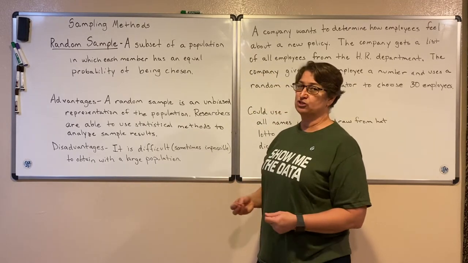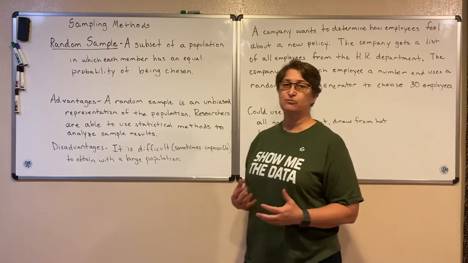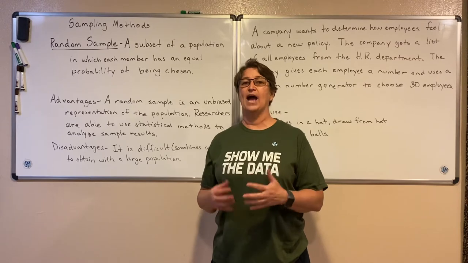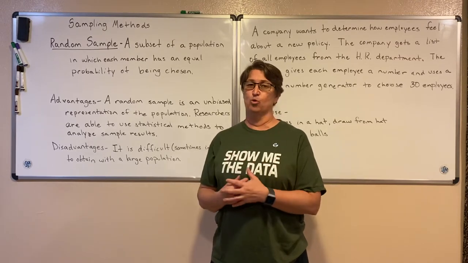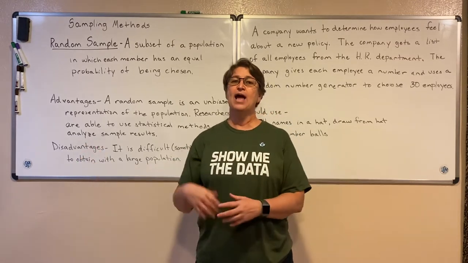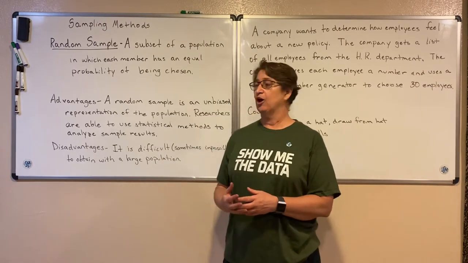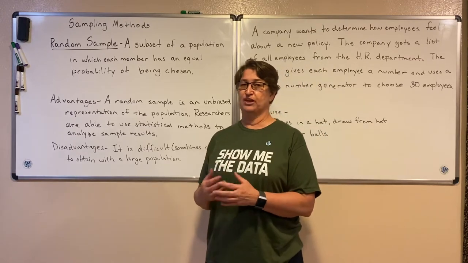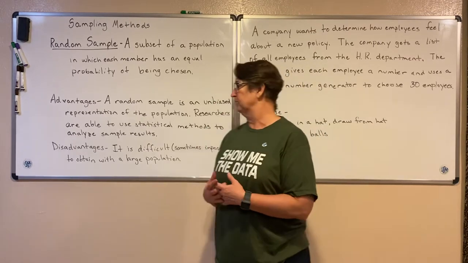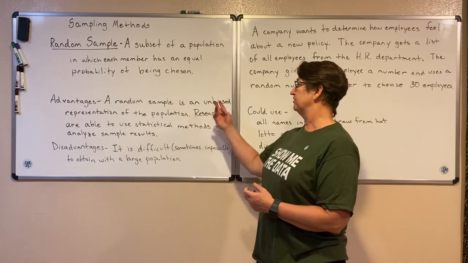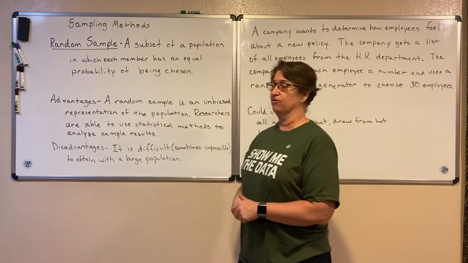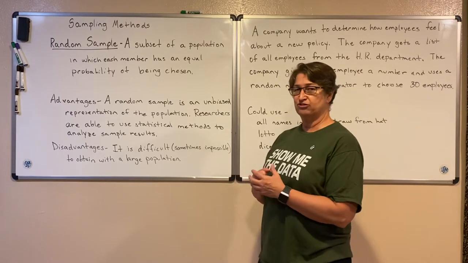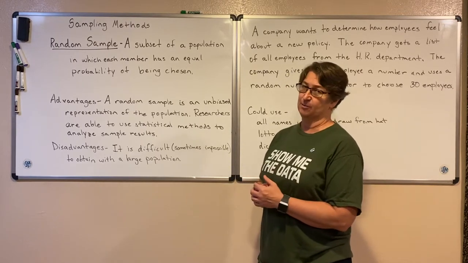So the advantages to a random sample: the random sample is like the holy grail of the statistical world. We want to get a random sample where every population member has an equal chance. And that helps us to collect an unbiased sample so that it's very much like the population. And not only is it an unbiased representation of the population, but we are able to use statistical methods to analyze the sample results.